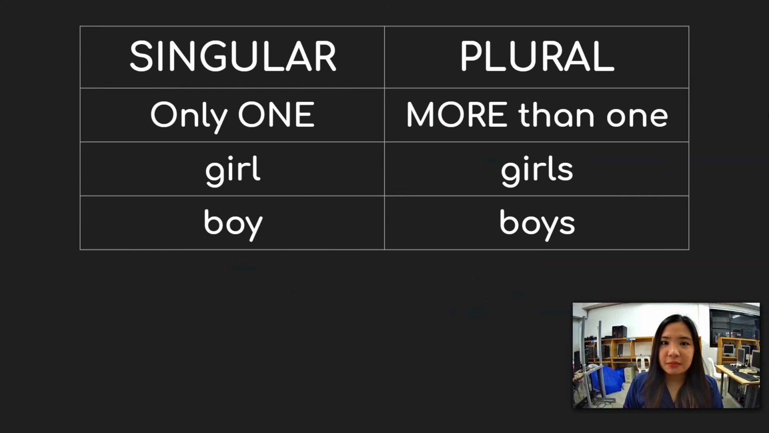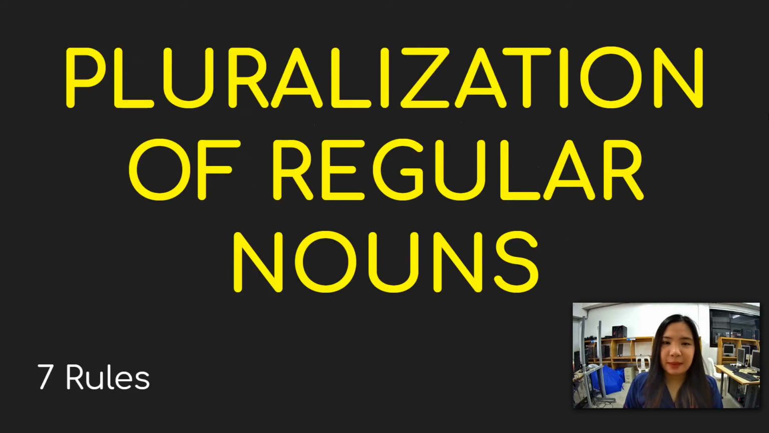When we say singular, it means only one. And when we say plural, it means more than one or two or more. For example, girl to girls and boy to boys. Now, our topic for today is about the pluralization of regular nouns. And for this one, we have 7 rules.